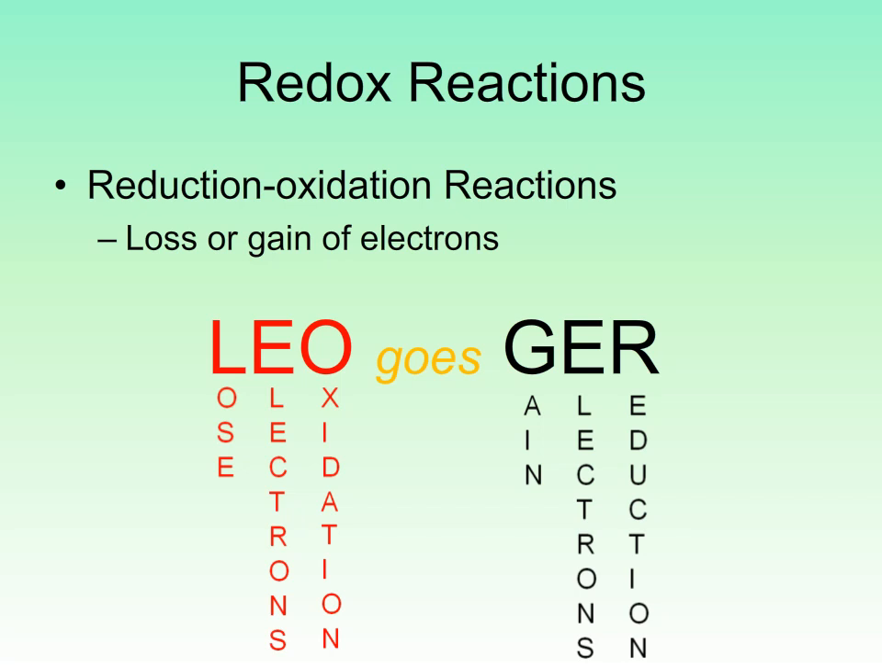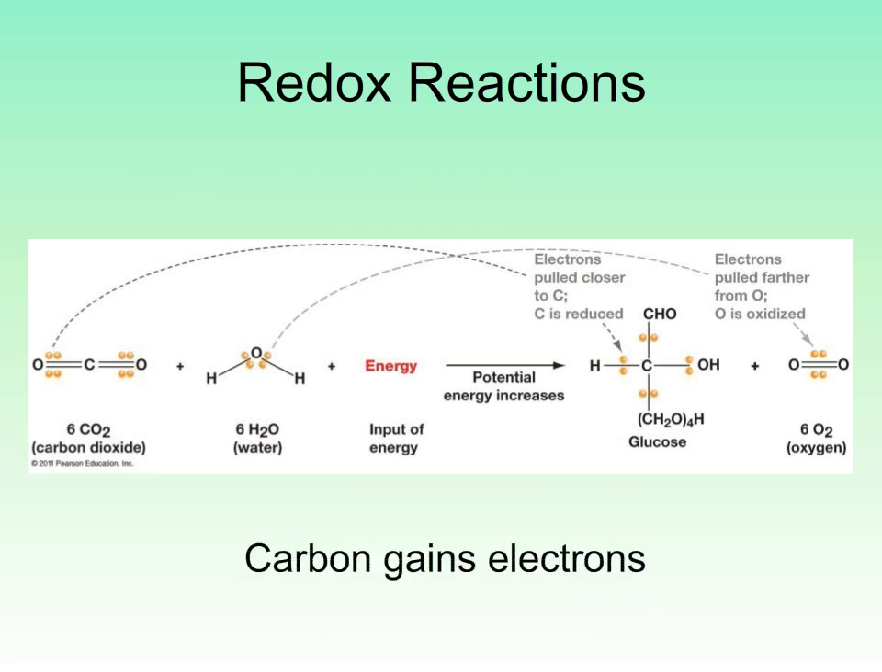Let's look at an example of a redox reaction, the production of glucose. The carbon dioxide molecule is rearranged and the hydrogen atoms are added so that electrons are pulled more closely to the carbon atoms and they are reduced. The water molecule loses the hydrogens and the electrons are pulled away from the atoms, so they are oxidized.